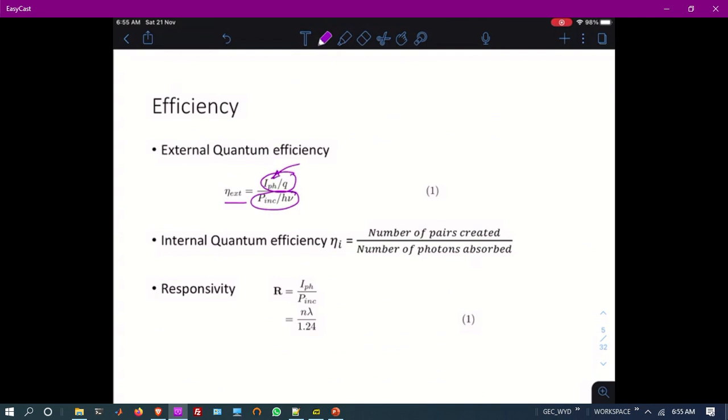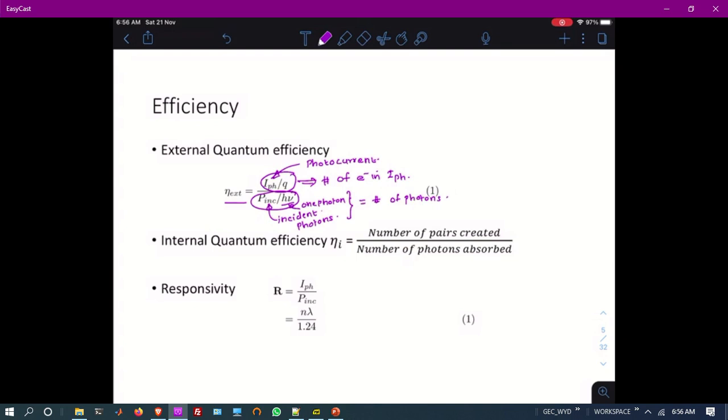IPH is the photocurrent, and photocurrent is the rate of change of charges. So if you do IPH by Q, which basically gives the number of electrons in IPH. P incident is the incident power of the incident photons, and h nu is the energy of one photon. So when you divide the incident power by the energy of one photon, it basically gives you the number of photons.